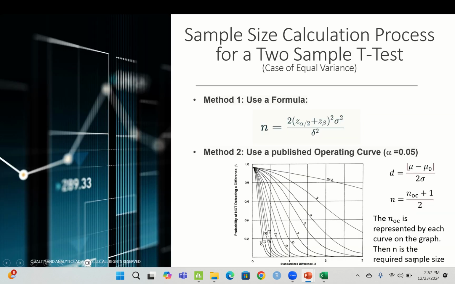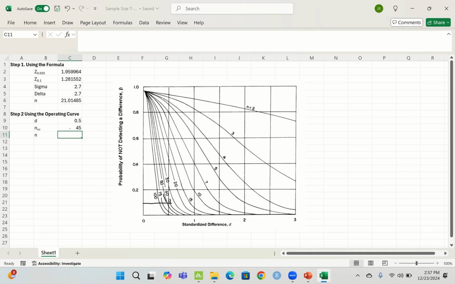The actual n is found through this formula here. So this is 45. We need to add 1 and divide by 2. So we know it's about 23. So we're going to use 45 plus 1, and this is our numerator, and we're going to divide that by 2. So this is slightly higher. According to the operating curve, it's recommending an n of 23. And this is the minimum sample size per population.